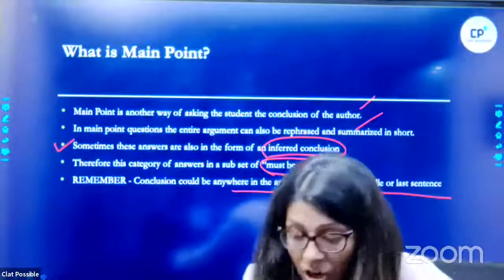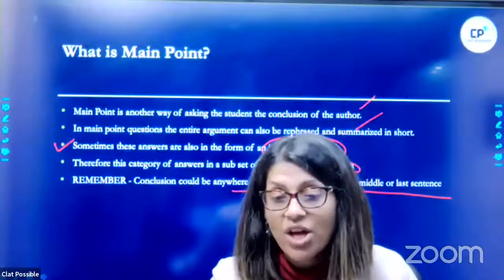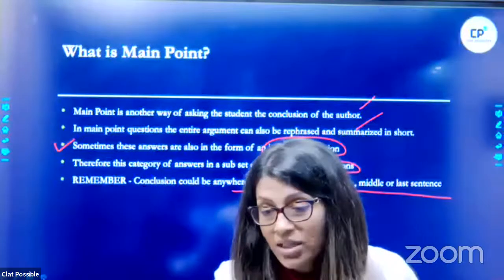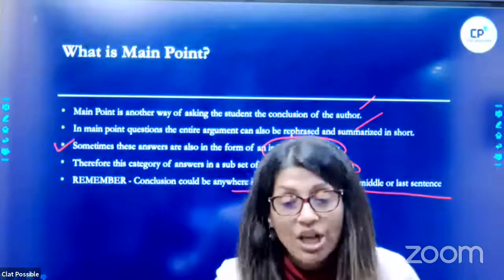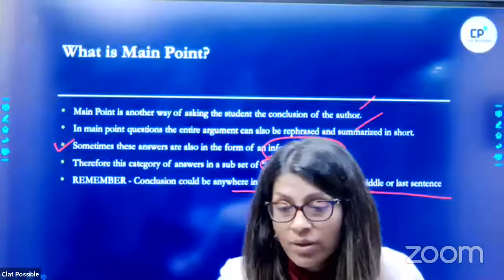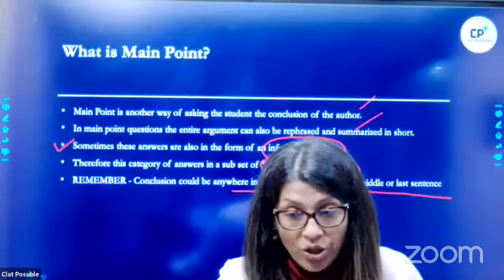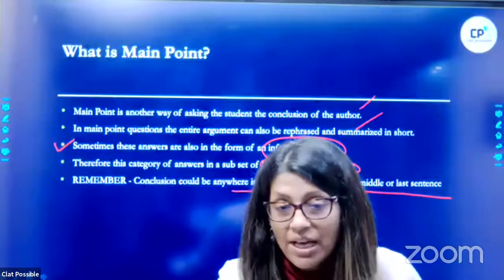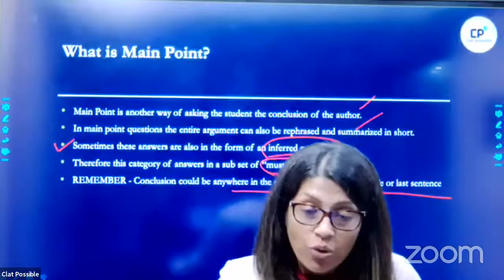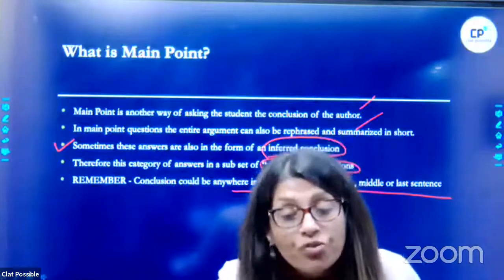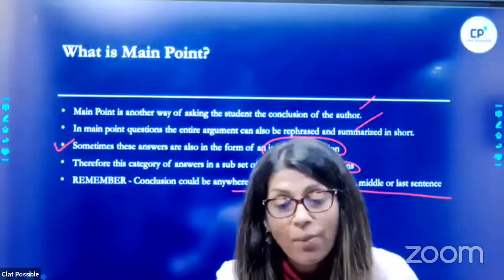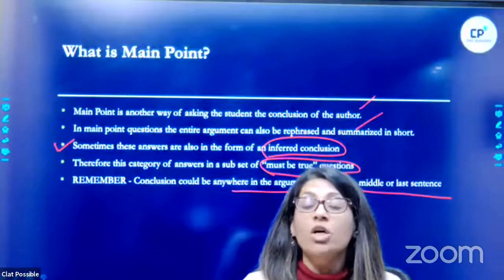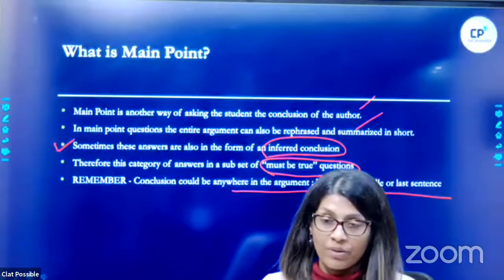Now, we cannot generalize. If you are asking me generalized questions, like if any option is different from the rest of the answers, what will we do? I cannot generalize that for you right now, because I do not know what you mean by very, very different. What I'm trying to tell you is that in main point or must be true questions, the answer should be deduced from the argument or passage, or the answer should reflect the given conclusion of the author.